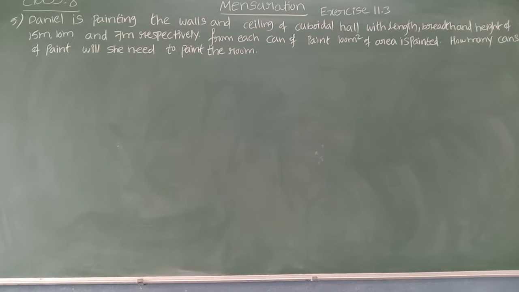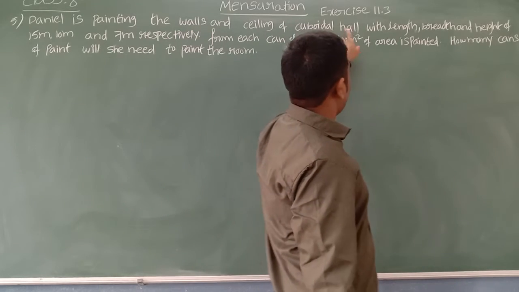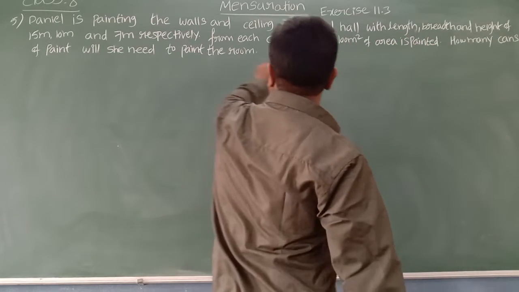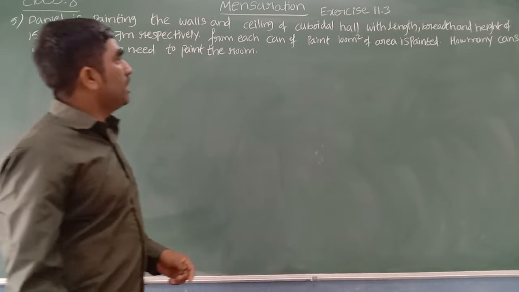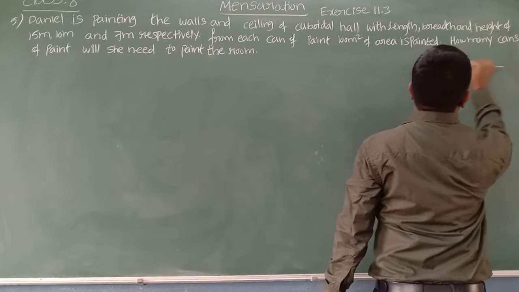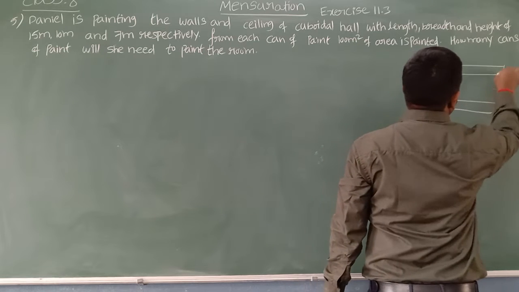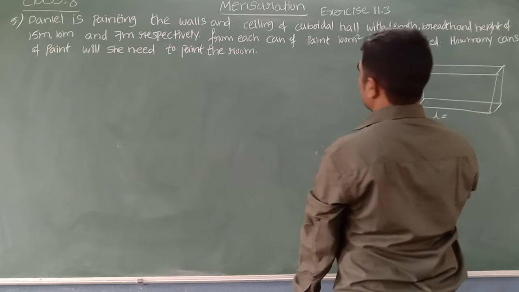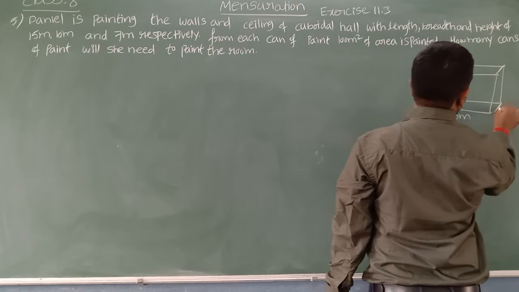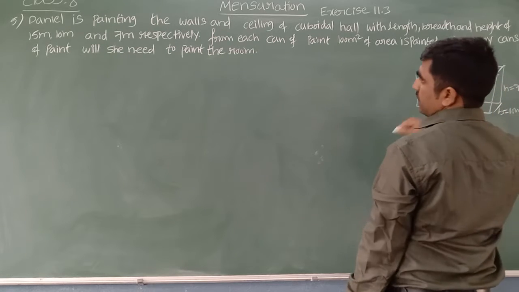Yes children, here we have one more question based on surface areas. Fifth one you can see here. Daniel is painting the walls and ceiling of a cuboidal hall with length, breadth and height of 15 meters, 10 meters and 7 meters respectively. So here we have a cuboidal hall whose length is 15 meters, the breadth is equal to 10 meters and height is equal to 7 meters.